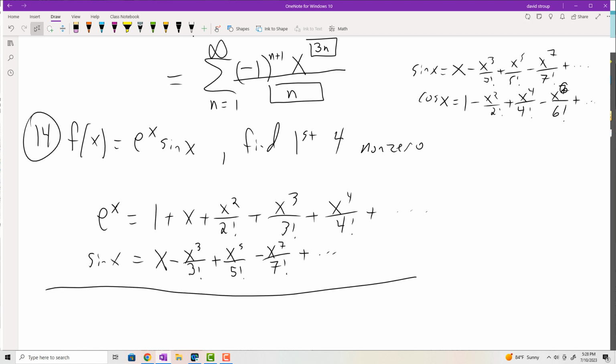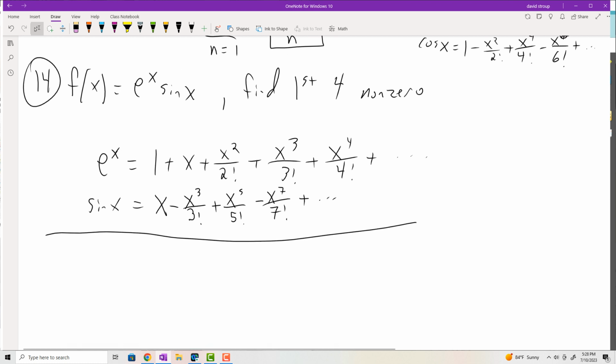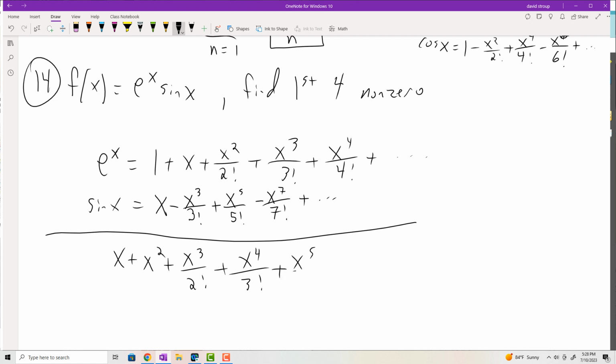Okay, and then guess what? We're going to multiply these. Long multiplication, so it's basically just distribute. First I'll distribute the x, so I'm multiplying this times all of these. What do you get? You get x plus x squared plus x cubed over 2 factorial plus x to the 4th over 3 factorial plus x to the 5th over 4 factorial. Then you go to the next term.